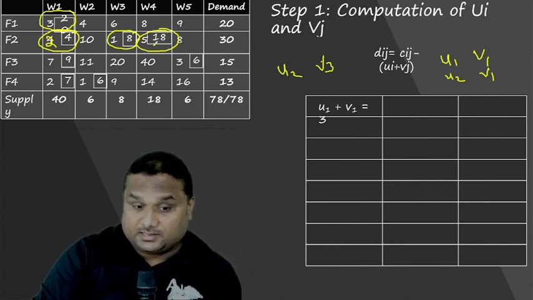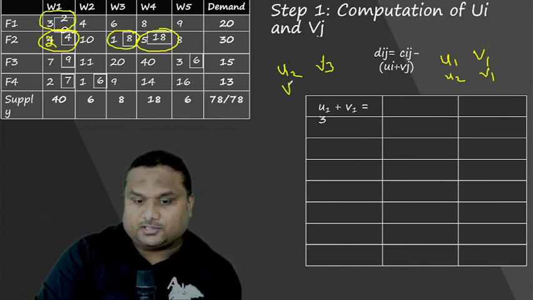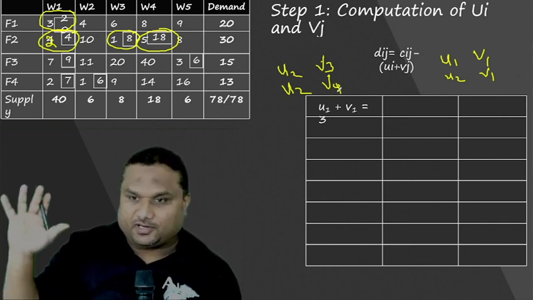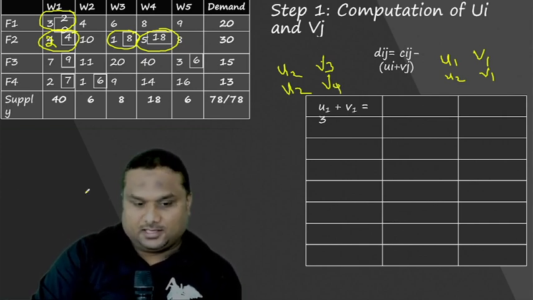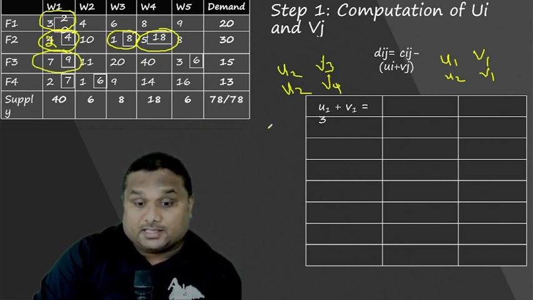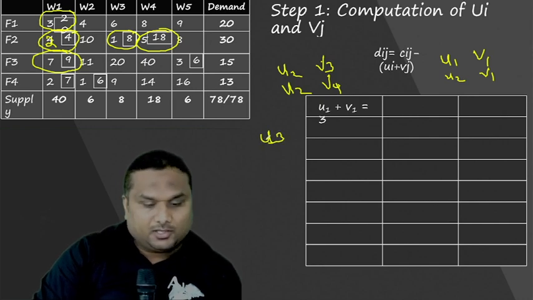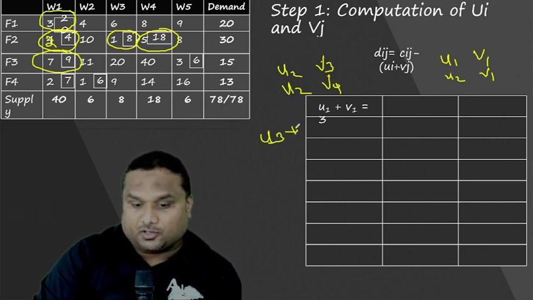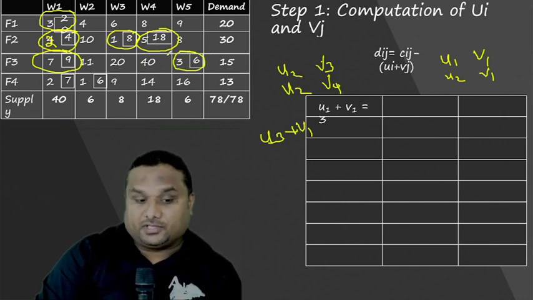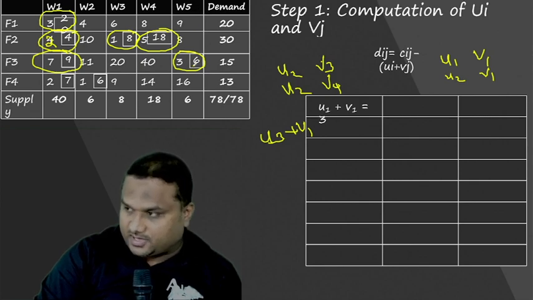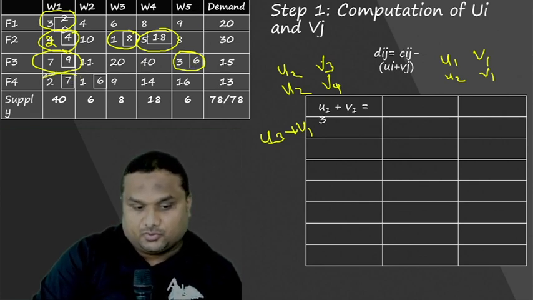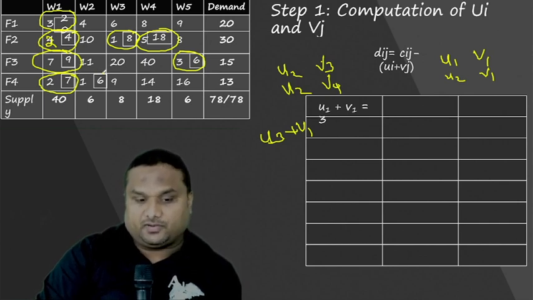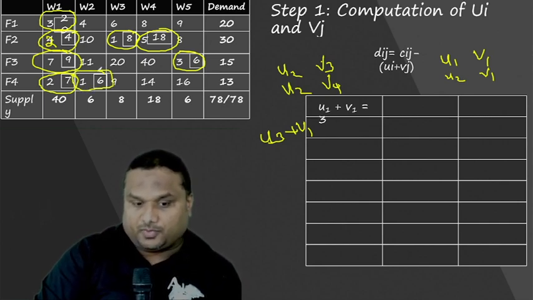Now tell me what is the code here? This is the second row, that is U2, and this is which column? Fourth column. This is V4. Comfortable? Now this is the third row and the first column. It is V1, correct? This is U3 plus V5. This is U4 plus V1. This is U4 plus V2.